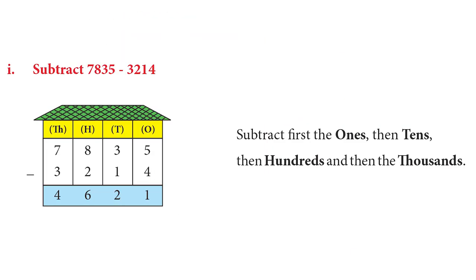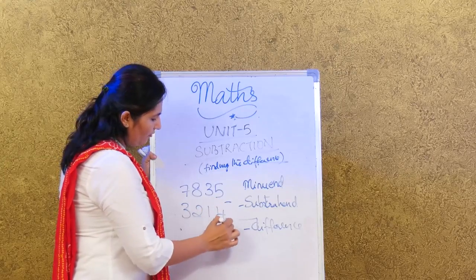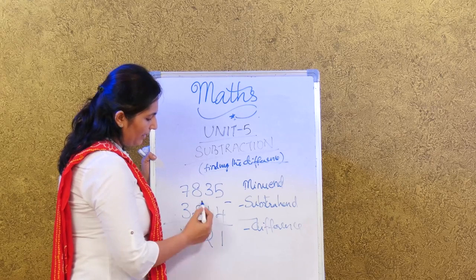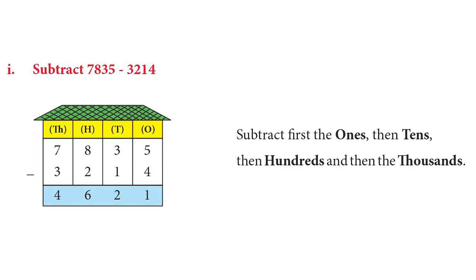Moving to page number 88, we see subtraction of larger numbers. So there is nothing for you to worry about. Again, it's only subtraction, the same subtraction, only the numbers have become bigger. So it does not change any rules. Let's see an example. 7,835 minus 3,240. 5 minus 4 is 1, 3 minus 1 is 2, 8 minus 2 is 6, 7 minus 3 is 4. 4,621 is our answer.